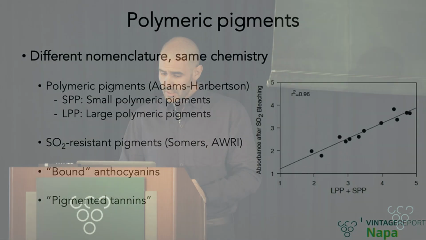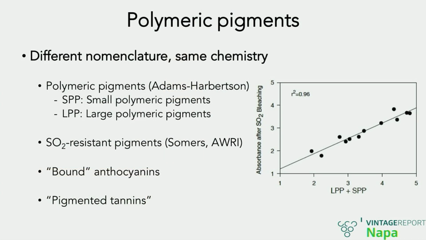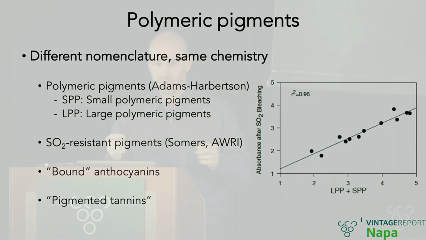Now, a problem with polymeric pigments is that every single lab and analysis seems to call them in a different way. You might have heard about the Somers and Evans assay. They call them polymeric pigments, and they come from the summation of small polymeric pigments and large polymeric pigments. But the Australian Wine Research Institute, in the early 70s, not just yesterday, the early 70s, developed an assay in which they call them bisulfite-resistant pigments. It's the same. I have here the term bound anthocyanins. I have here the term pigmented tannins. I just want you to know that this is the same. The chemistry in the method might be a little bit different, but we are talking about the same thing.